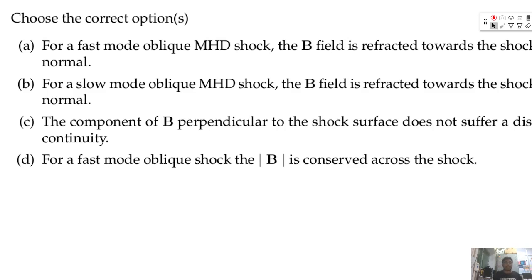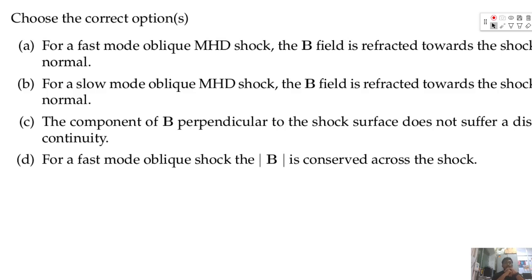Okay, so we have the last question for today's class. Choose the correct options. For a first mode oblique MHD shock, what does it mean by oblique MHD shock? That means it is not moving towards or along the magnetic field, and it is not moving in, let's say, a perpendicular direction; it is in between that. So the B field is refracted towards the shock normal. So we have fast mode, we have slow mode.